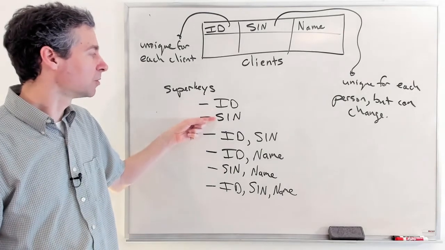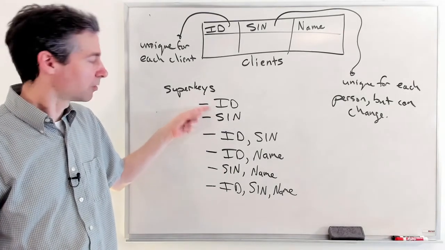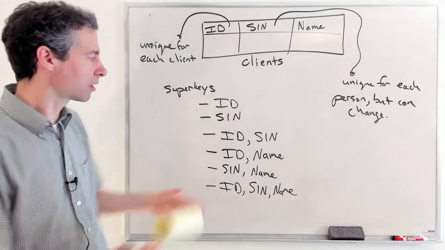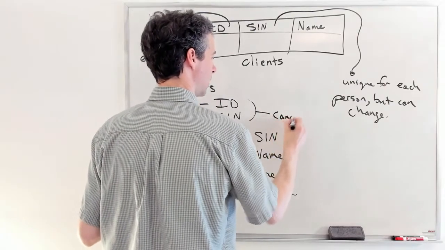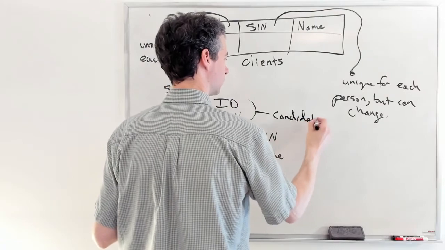Well, if we remove SIN, we're left with nothing. If we remove ID, we're left with nothing. These are our candidate keys, okay? So these are the candidate keys for this table.